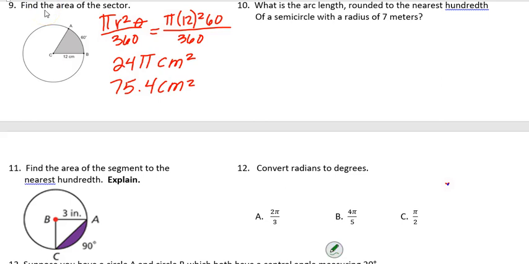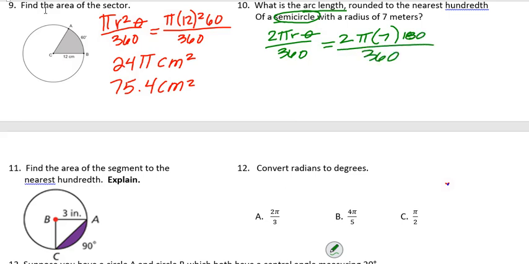Number 10 says arc length, and so we're going to use the formula 2 pi r theta over 360. So we're going to do 2 times pi times 7, and notice it says with a semicircle. So theta this time is going to be 180, and then we're going to divide that by 360. So when we do all that, we get 7 pi, and this is going to be meters, not meters squared, because it's just a length. And then when we multiply 7 times pi, we get 21.99 meters again.